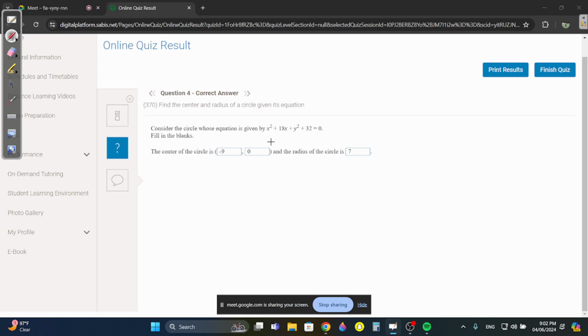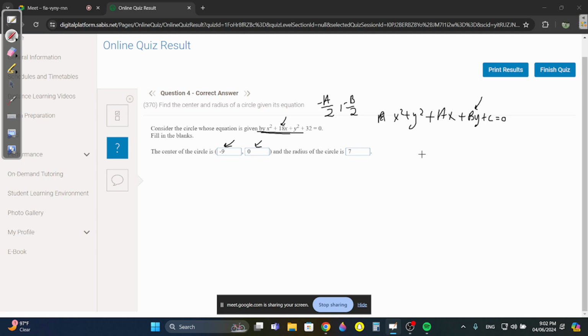Question 4. Consider the circle whose equation is given: x² + 18x + y² + 32 = 0. What is the center? Remember that the center is (-a/2, -b/2). So in this case it will be -18 divided by 2, which is -9. There's no coefficient for y, because the form is x² + y² + ax + by + c = 0, and since there's no coefficient of y, the y coordinate of the center will be 0.